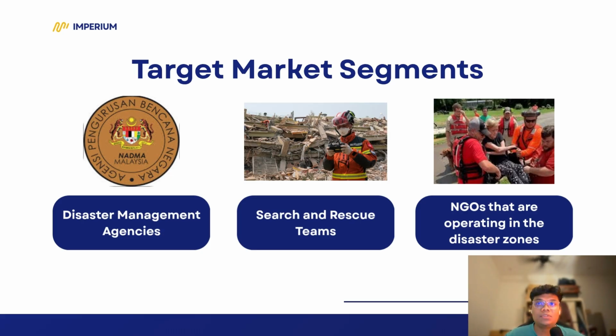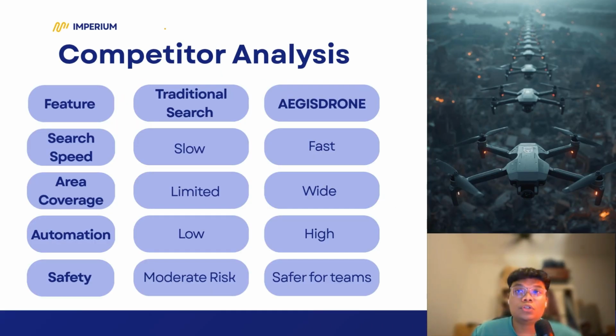Our solution is designed for organizations involved in disaster response. This includes disaster management agencies, search and rescue teams, and NGOs operating in disaster zones. These groups need faster and more efficient tools to locate victims and coordinate rescue missions. Traditional rescue operations often rely on manual ground search teams, single drone monitoring, and limited coordination tools.